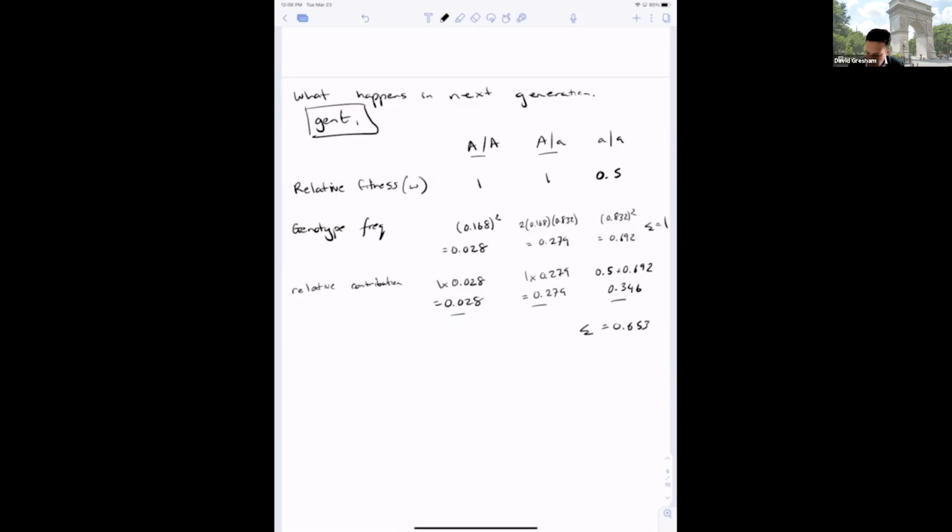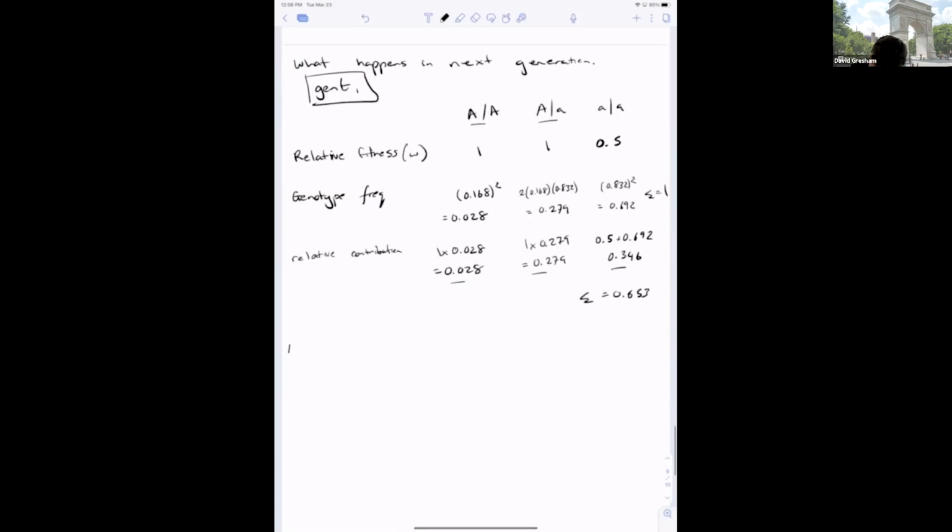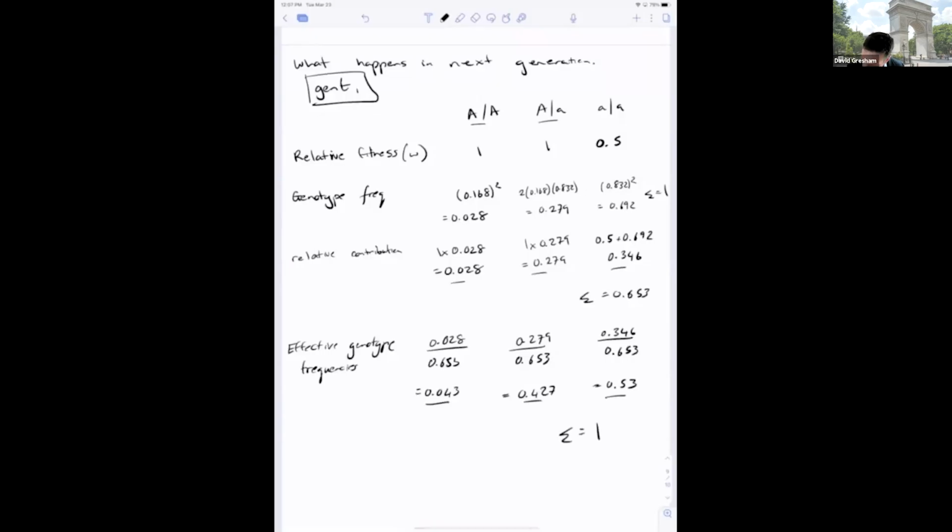And so we need to normalize again to get our effective genotype frequencies by dividing 0.028 by 0.653 and getting 0.043, 0.279 divided by 0.653 equals 0.427, and 0.346 divided by 0.653 equals 0.53. And if we add these three together, then we have our frequencies summing to 1.